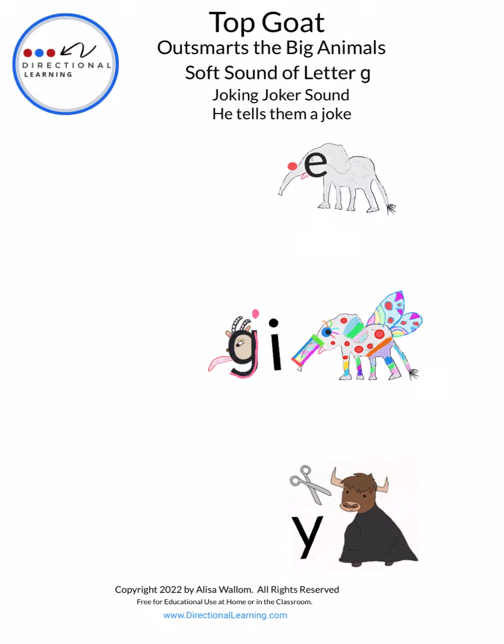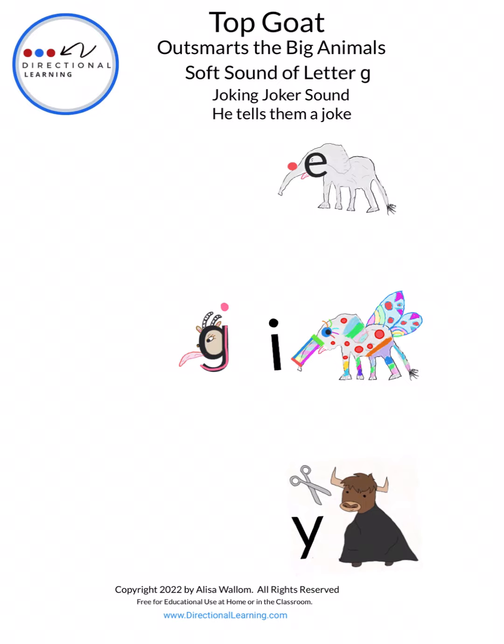"Now I'm going to outsmart that yak. I'm going to tell him a joke. I'm going to distract him and tell him a joke. That's what I'll do." So he does the same thing. He puts on his joking joker hat, turns into the joking joker and tells him a joke and says "ja" and slides away. So he says to himself, "I outsmarted that elephant, that Indian elephant, and that yak. I defeated those animals. I am now top goat." So now you know the story how he became top goat.